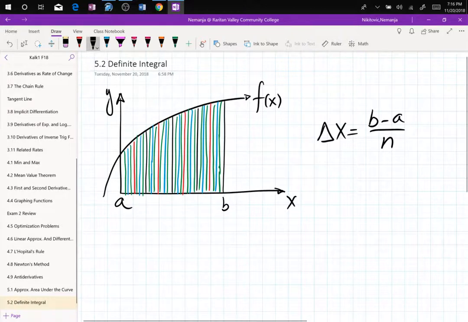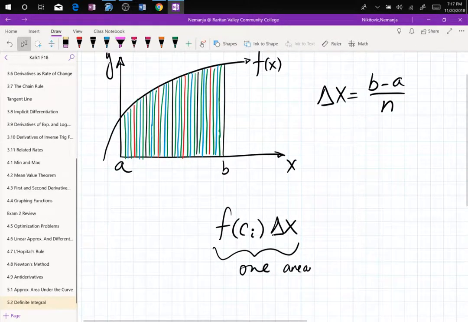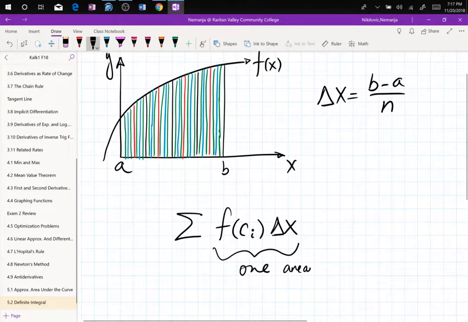How do we mathematically construct that from a single rectangle? We said that the single rectangle, now we're changing notation a little bit, but single rectangle was, and we'll use ci instead of xi, f of ci. So this is going to be the height times delta x. So this is one area, right? One area. Single rectangle. What do I do next? I add rectangles from 1 to n.